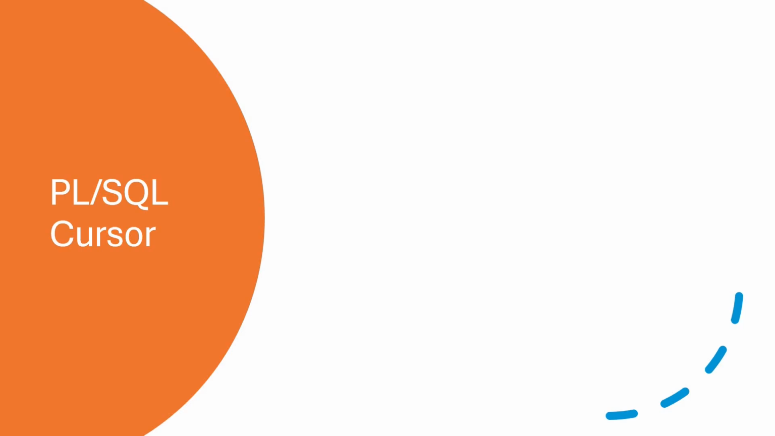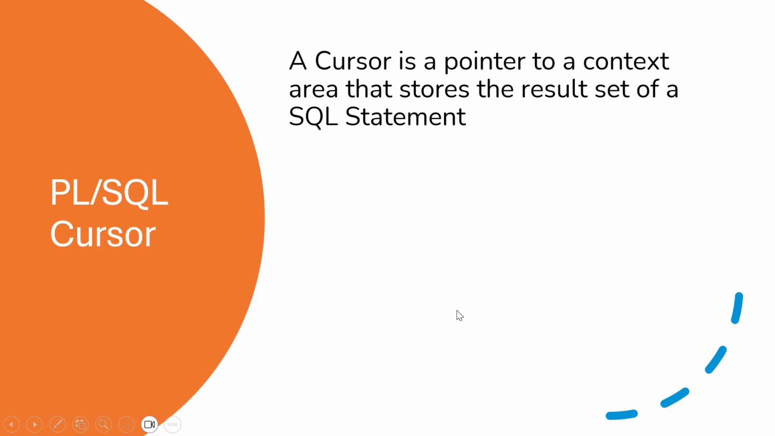Hello everyone, in this video I'll discuss PL/SQL cursor. So let's start. A cursor is a pointer to a context area that stores the result set of a SQL statement. Now what is this context area? When a SQL statement is processed, Oracle creates a memory area that is known as context area, and the result set of the SQL statement is stored in this context area. A cursor acts just like a pointer to this context area and it fetches the records from the result set.